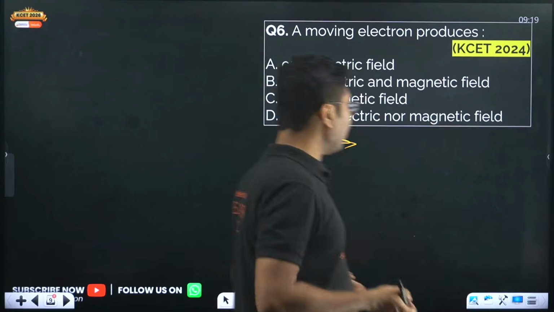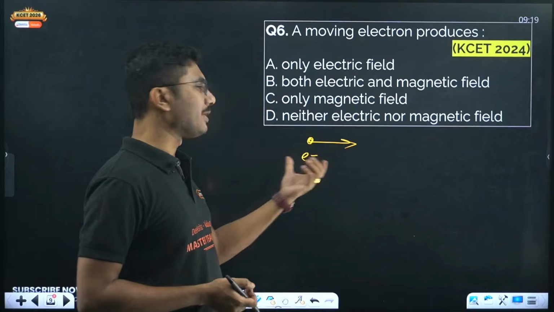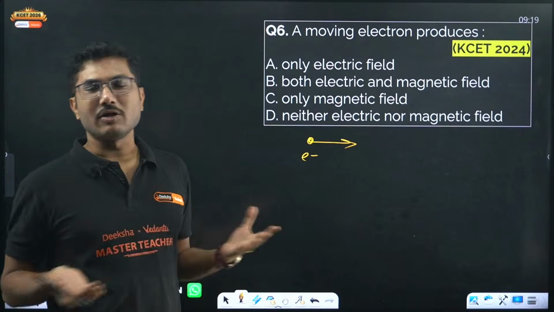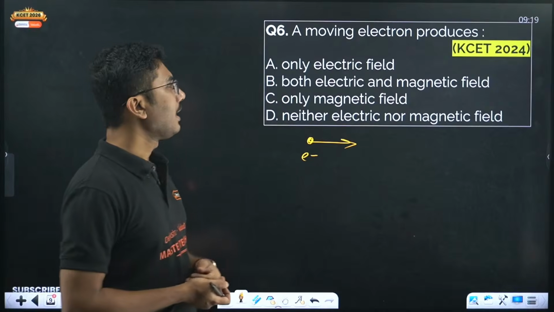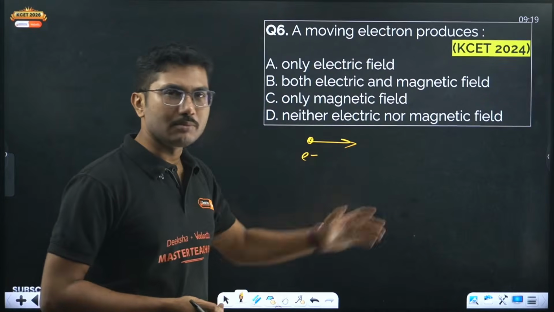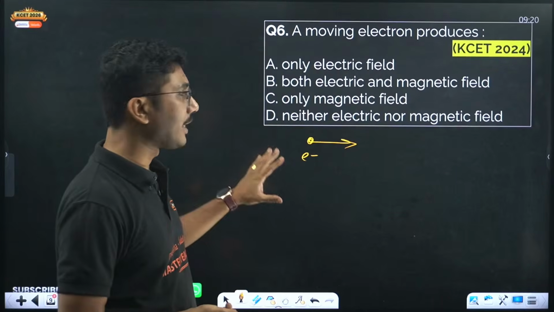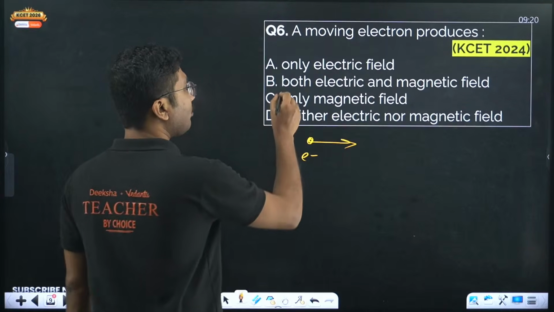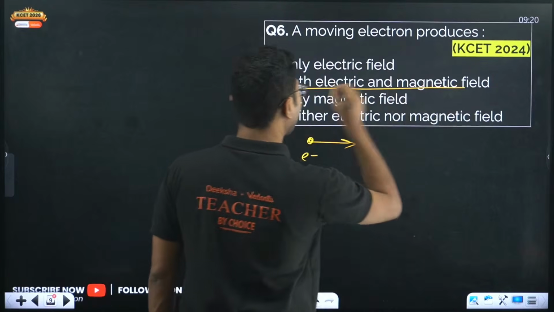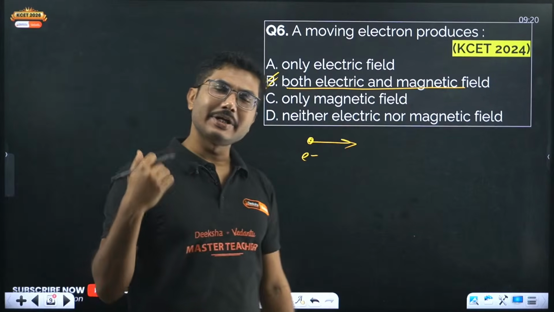Now, what is the answer to this question? So electric field is always there. Electron is there, static or moving does not matter. It will always have electric field. And because of the motion of the charge, it will produce a kind of current. So that means it will also produce magnetic field. Both electric and magnetic field. A moving electron produces both electric and magnetic field.